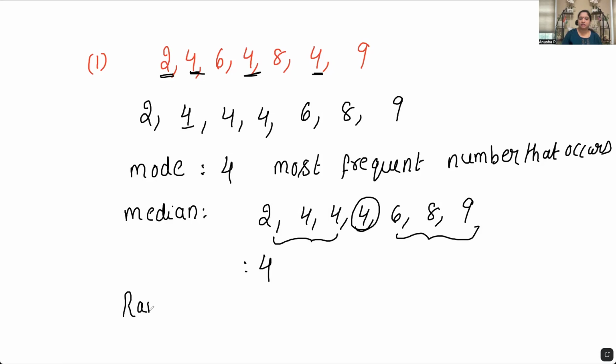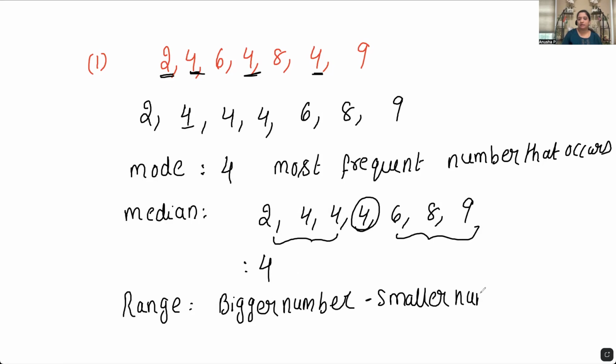What is range? Range is equal to bigger number minus a smaller number from the sequence. So what is bigger number we have here? Which is bigger number is 9. So 9 minus 2 is 7.